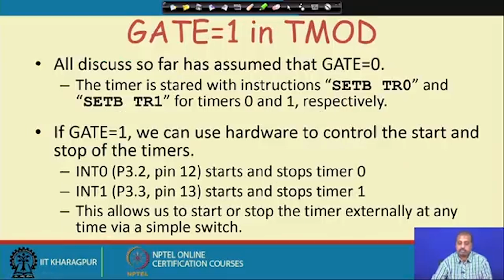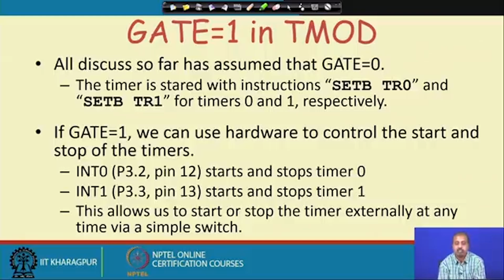Next we consider the situation where gate is equal to 1 in the TMOD register. Whatever we have discussed so far, their gate was equal to 0. So there was no external control; everything was controlled by the internal TR bit. We have used SETB TR0 and SETB TR1 for timer 0 and 1.